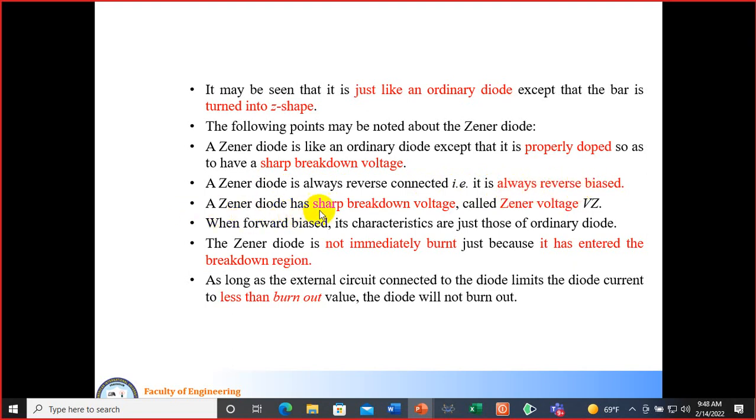A zener diode has a sharp breakdown voltage called the zener voltage Vz. When forward biased, its characteristics are just like an ordinary diode. The zener diode is not immediately burnt just because it has entered the breakdown region. As long as the external circuit connected to the zener diode limits the diode current to less than the burnout value, the diode will not burn out.